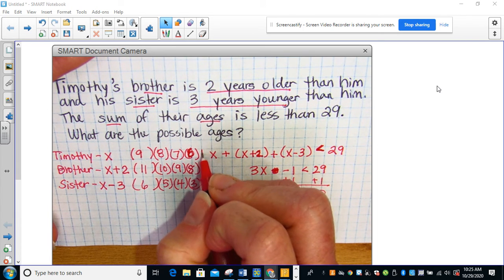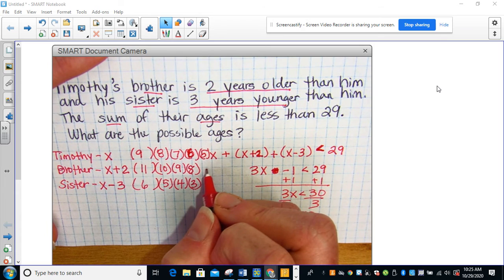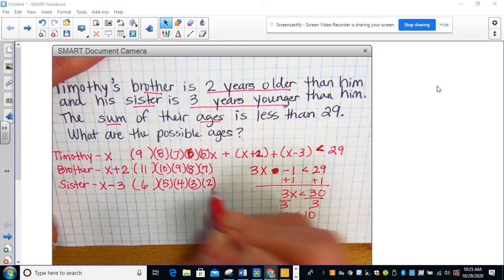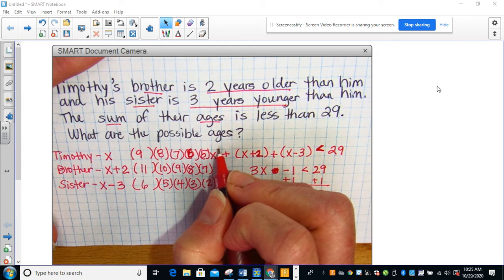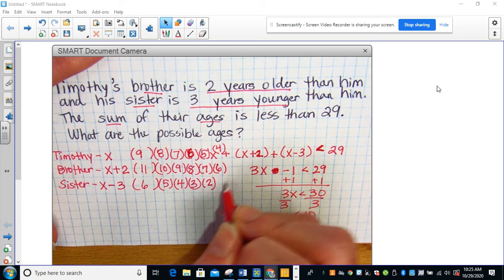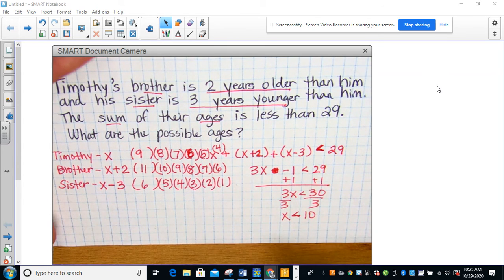I'm going to run out of room. He could be 5 years old, and that makes the brother 7 and the sister 2. Or he could be 4 years old. That would make the brother 6 years old and the sister 1 year old. So those are your possible answers for the ages.